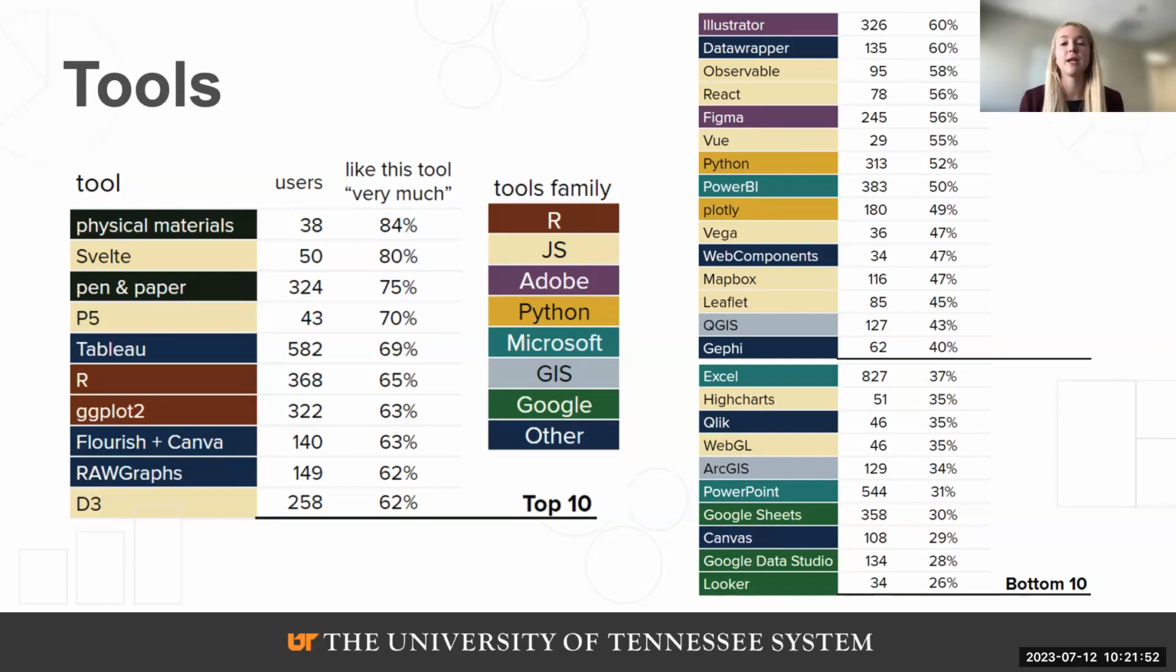Of these, Pen and Paper, Tableau, R, ggplot2, and Illustrator had the highest number of users who indicated that they liked the tool very much. So in my work with a design background, I use a combination of Pen and Paper, Excel, and Illustrator to create custom visualizations for the reports that I do. Then colleagues on the business intelligence team use Power BI to develop and manage all of the visualizations in the Institutional Effectiveness Dashboard Suite, like we learned about yesterday.